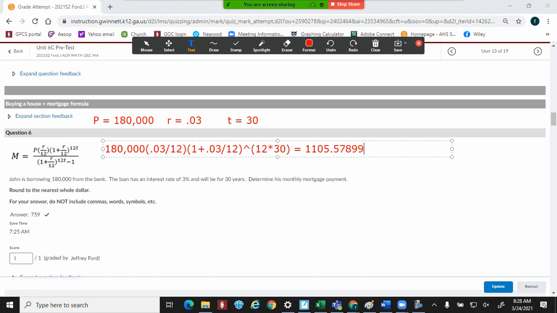But if you remember, the way that I like to do rounding, it's weird. I just like to keep the first three numbers after the decimal. I don't round, I just keep the first three numbers.